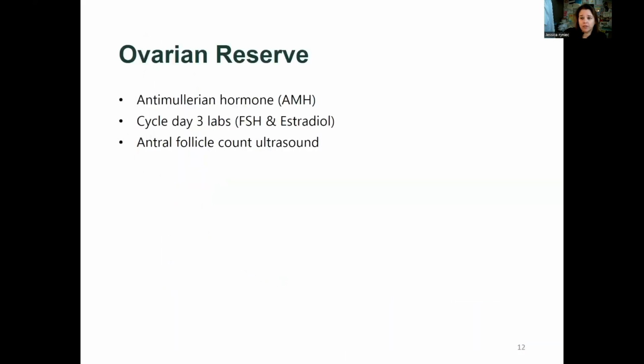So the ovarian reserve testing has kind of 3 main parts typically. There is anti-Müllerian hormone, or AMH. We will also do typically a set of hormone levels on the cycle day 3. That's FSH and estradiol. And we will also do an antral follicle count via ultrasound, where we can look directly at the ovaries and get an assessment of what we're seeing.